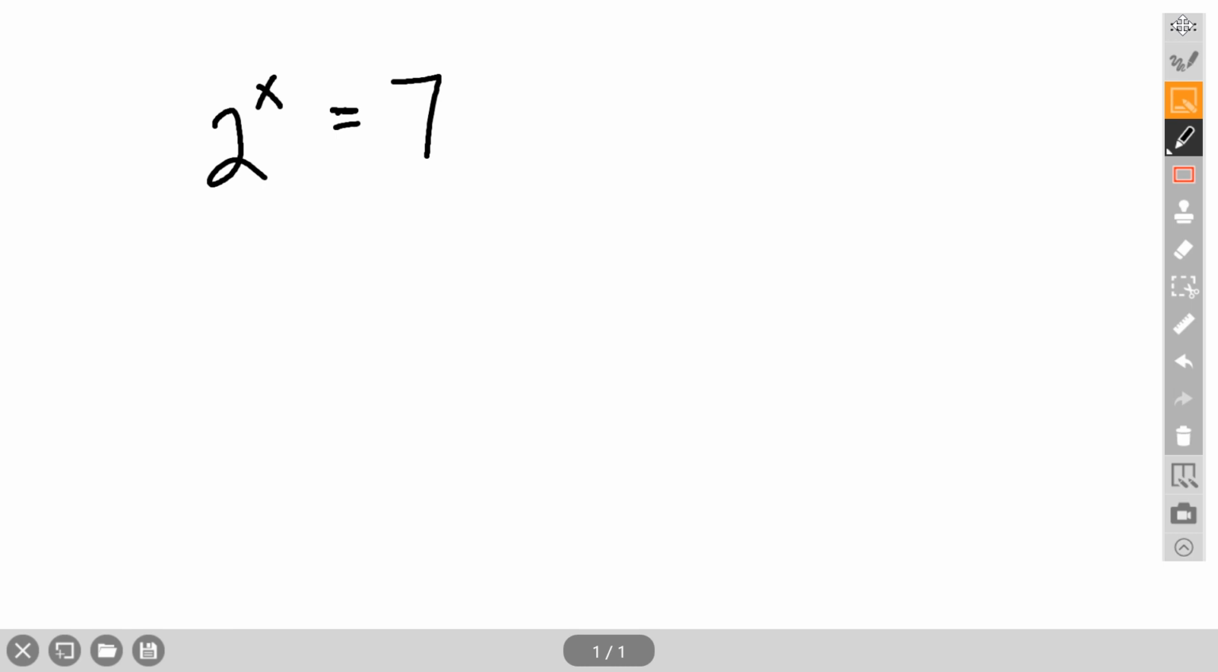Now we can't do what we did in the warm-up here because there's no way to make the bases the same. This is a base of 2 and this is a base of 7. Well, 7's not a power of 2, so not an even power of 2. So it's not a perfect power of 2. So there's no way to make the bases the same because this is 2, this is 7. It's just not going to happen. So we need some other method to solve this than trying to make the bases the same.